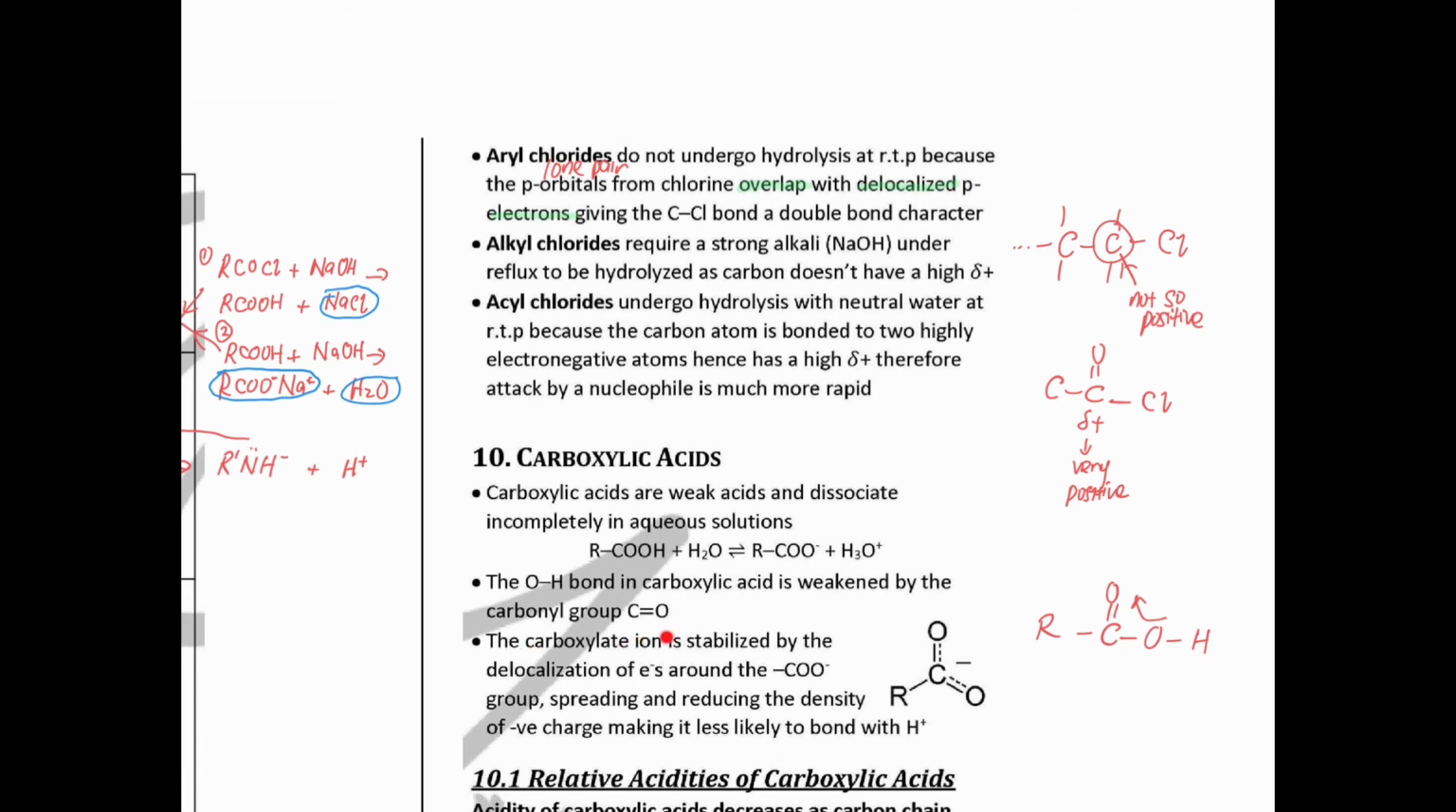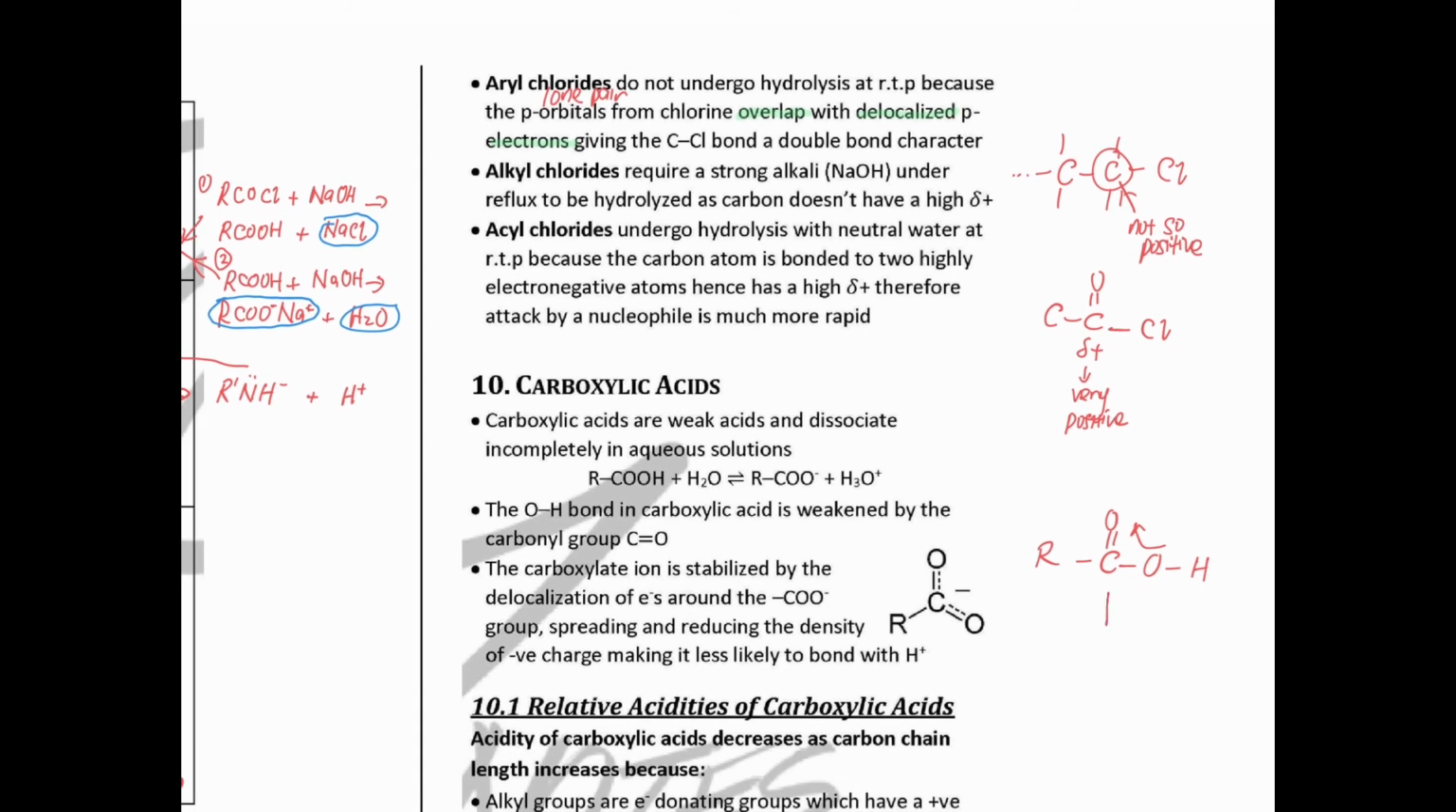Then next point, the carboxylic ion is stabilized by the delocalization of electron around the COO minus group. So they are trying to say that once they form carboxylic ions, it doesn't remain as COO minus. Delocalization happens. The electron from the double bond can just freely move to this side as well, so the double bond can come here, and they are moving around. That's why they put a dotted line here. The strength is between single bond and double bond.